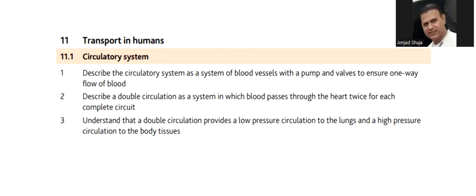In this new video, I will start the topic of transport in humans, the circulatory system. As you know, this is our 5090 O-level biology syllabus. According to the Cambridge syllabus, as in front of you, first of all, we will describe the circulatory system as a system of blood vessels.